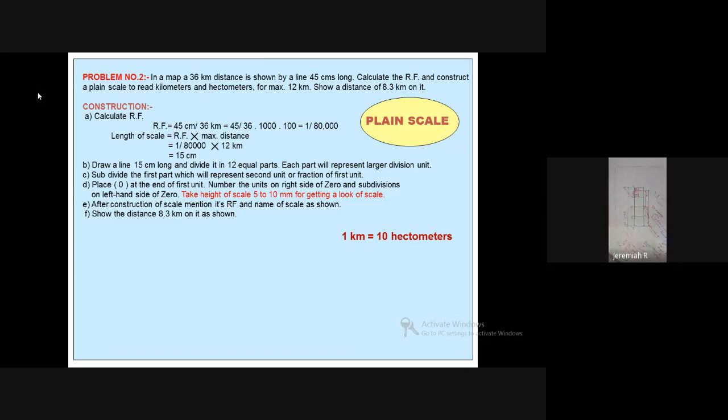Same method. Just try this problem. But there, 1 kilometer is 10 hectometers. What are the subdivisions? We have to divide into 10 equal parts. So 1 kilometer is 10 hectometers, so we have to divide the second division, that value, into 10 subdivisions. Have you copied the problem? All of you copied the problem. Note down the problem up to the length of scale. Just copy it and try this problem.